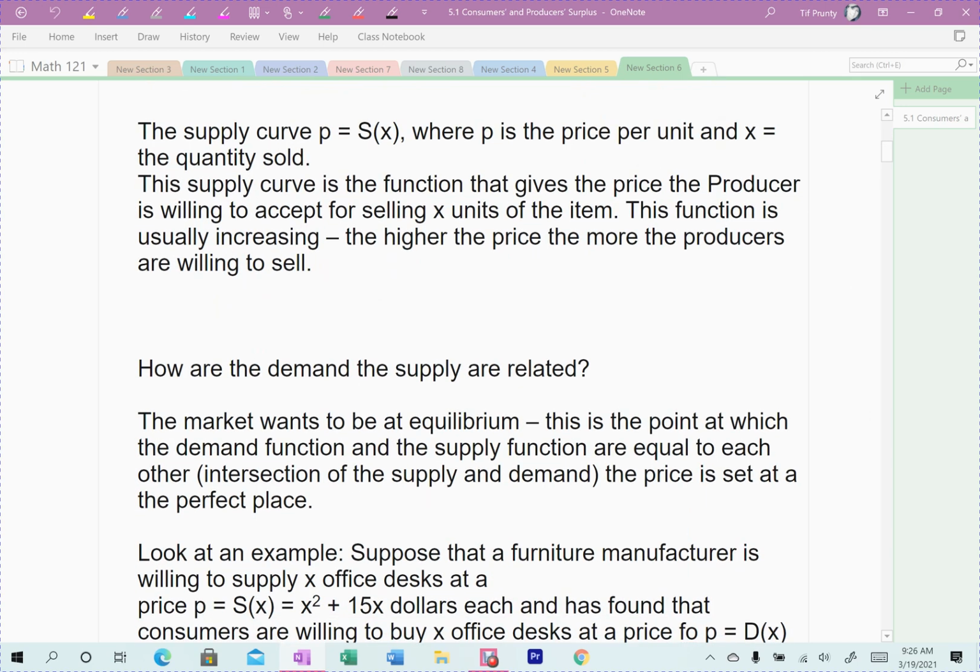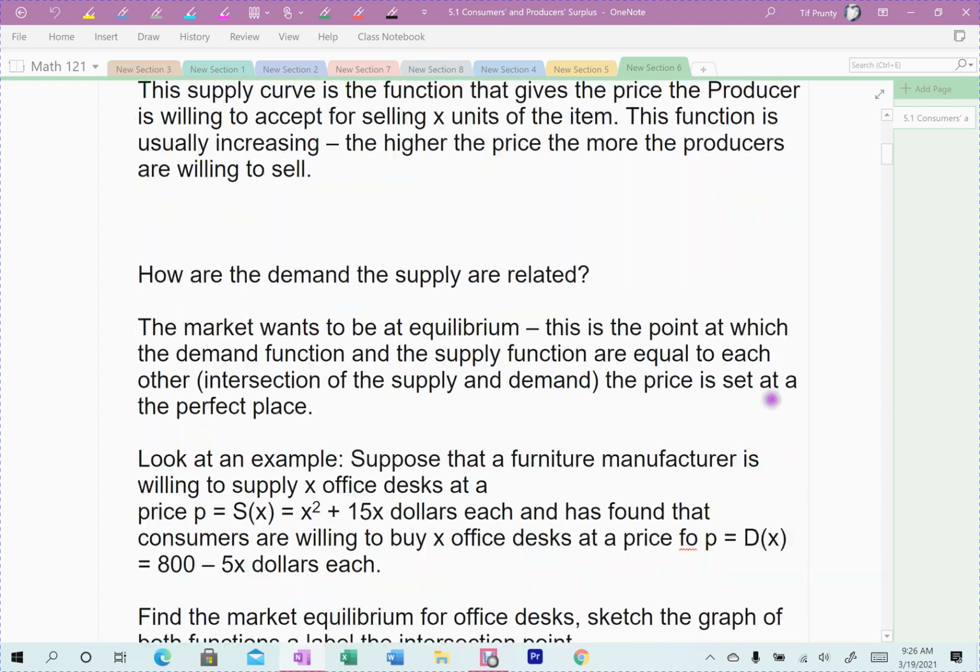For supply, the price is the supply price of the units, and x is how many units they're willing to supply at that price. The supply curve is the function that gives the price the producers, the manufacturers, are willing to accept for producing x units of an item. This is usually increasing: the higher the price, the more they're willing to supply.